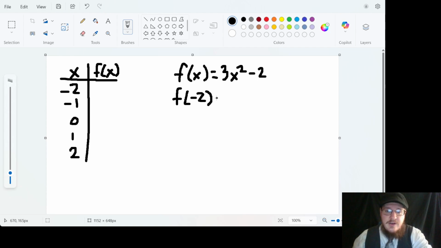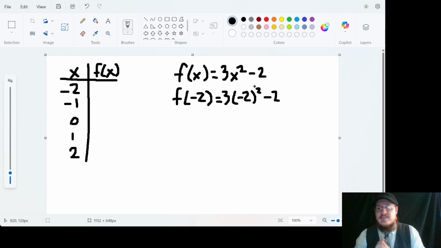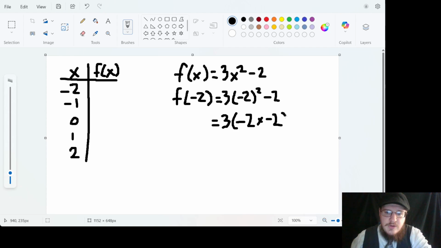our negative 2 here, and we have 3 times negative 2 squared minus 2. Now, with a power of 2, that's basically saying that whatever number is inside this exponent, we're going to have 2 of, and we're going to multiply them together. Okay? So essentially, this is 3 times negative 2 times negative 2 minus 2. So we need to keep performing stuff.